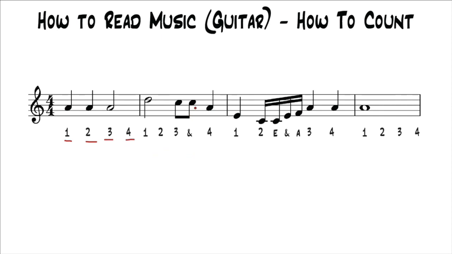But anytime you play an extra note, like right here, you're playing an extra eighth note, you would count the "and." Then again, you're just counting the quarter note beats. But here you're playing extra notes, so you would count the "E and A," and then you're back to quarter note beats. And then of course for a whole note, you just count through the whole thing. So always count the quarter note beats and then count anything that's extra that you're playing. And again, be sure that you're tapping your foot along with the 1, 2, 3, 4.